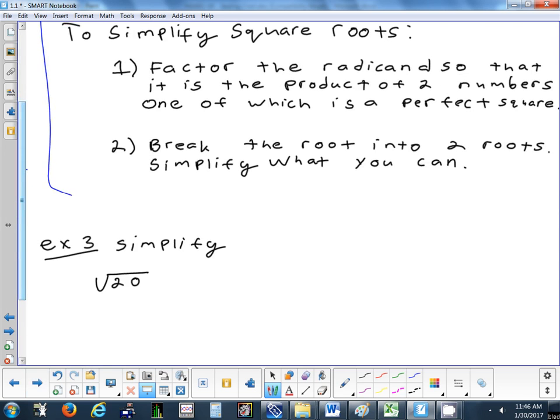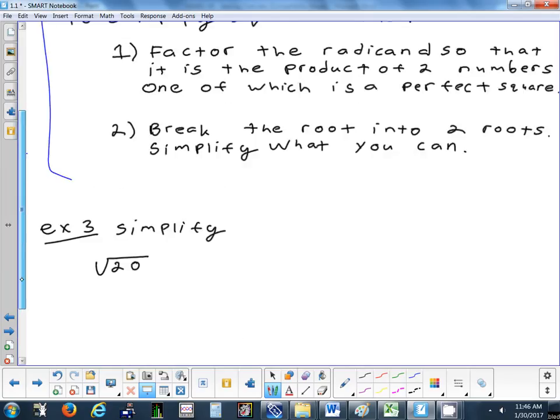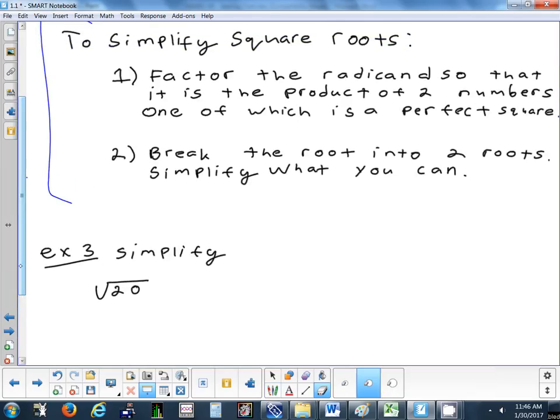So we already did square root of 20. Let's do square root of 48. Anybody think of 2 numbers that multiply to give me 48, and one of them is a perfect square? The bigger the perfect square you can think of, the better. But it's not wrong if you do a smaller one. We just might have to do it more than once. Anybody think of something times something that's 48?